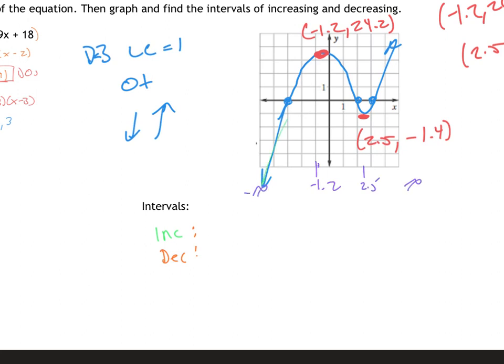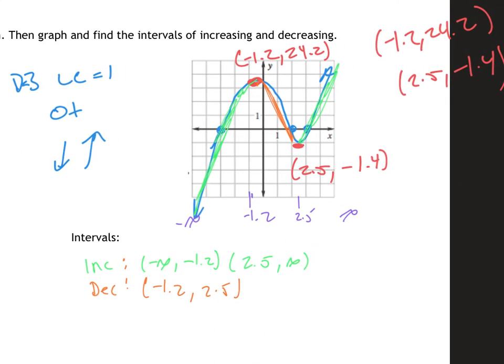So we're starting off, we're increasing, and then we're increasing over here. I did orange, and we decrease here. So my intervals of increase here are going from negative infinity to negative 1.2. Then it's picking back up at 2.5 and goes on forever. My decreasing is going from the negative 1.2 to the 2.5. I didn't write the zeros in the blank, but it's okay. I can also go ahead and tell you at 24.2, that's a local maximum. And at negative 1.4, it's a local minimum.